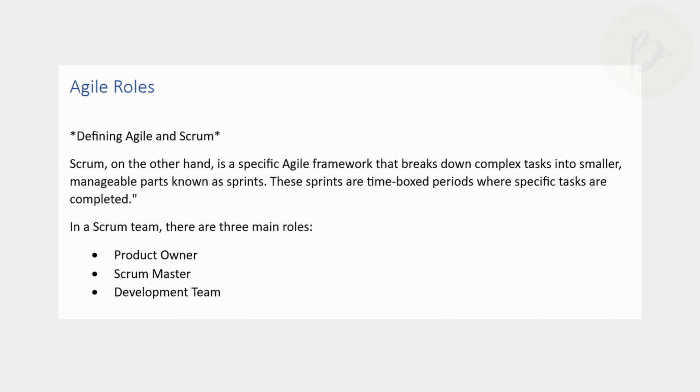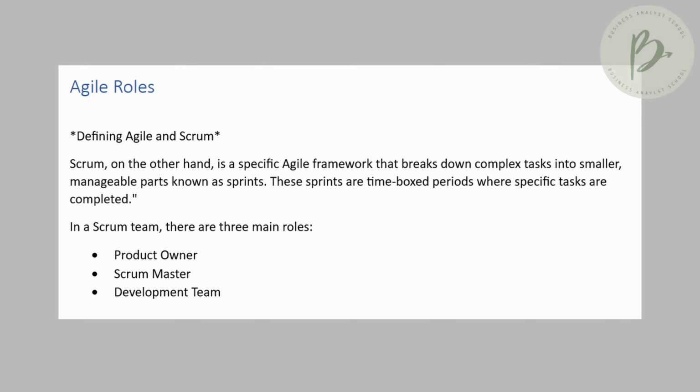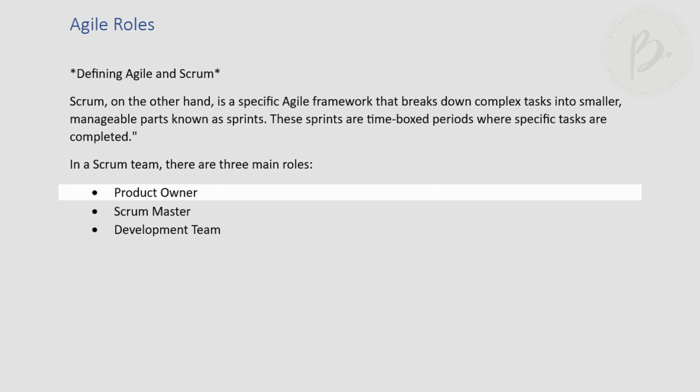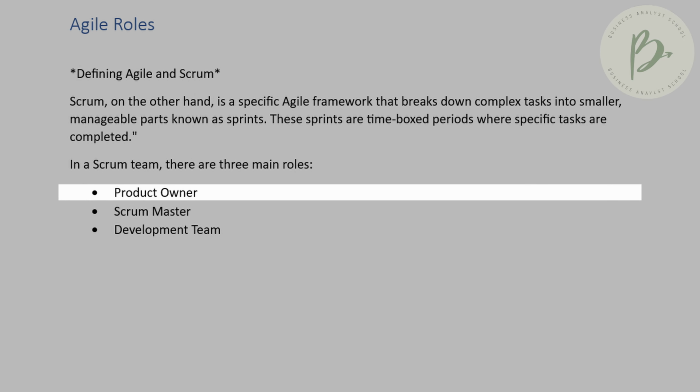In Agile project delivery, understanding the roles in an Agile Scrum team is crucial in order to implement this methodology effectively, right? So let's get started at defining the roles in Agile. In a Scrum team, there are three main roles, which include the product owner role, the Scrum Master role, and the development team. The product owner is somebody who is the key stakeholder of the project.